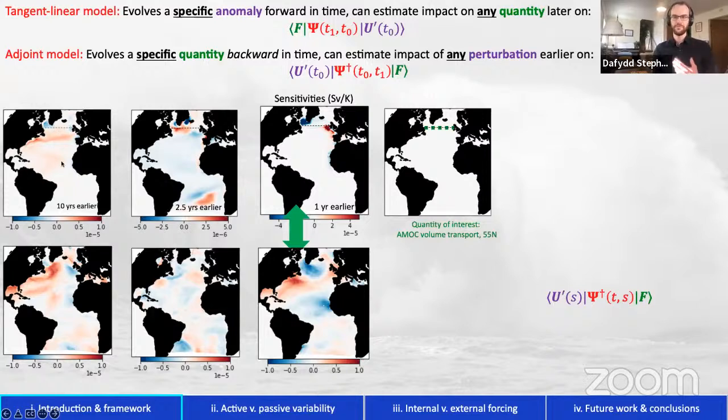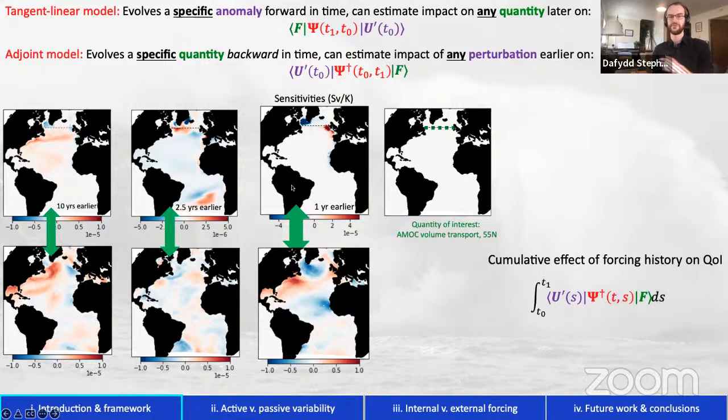Okay, so it's hopefully not a huge leap of faith to say that the accumulated impact of a history of forcing anomalies on our quantity of interest is given by convolving the time-changing sensitivities with these time-changing anomalies and then integrating through time. This particular forcing history goes from 1998 to 2018 and results in an AMOC anomaly of 0.65 sverdrups, which is a bit more realistic.